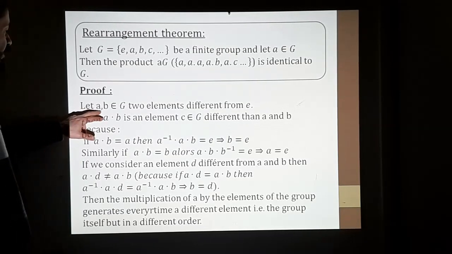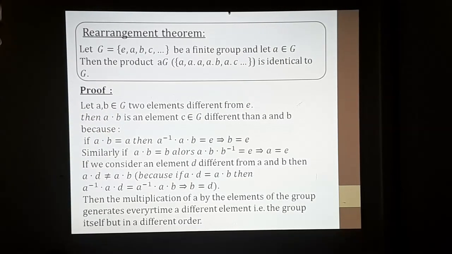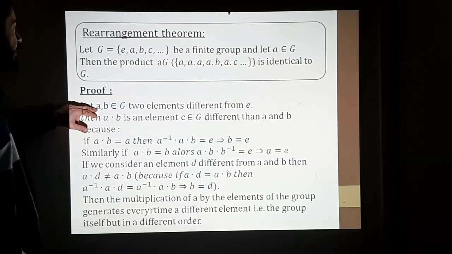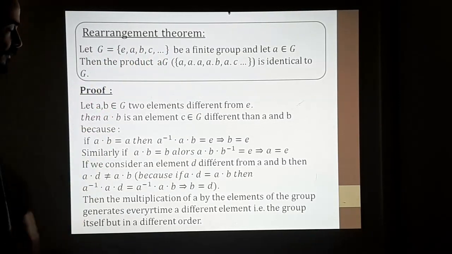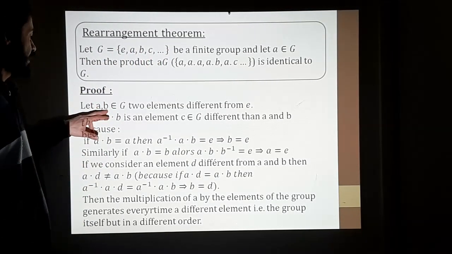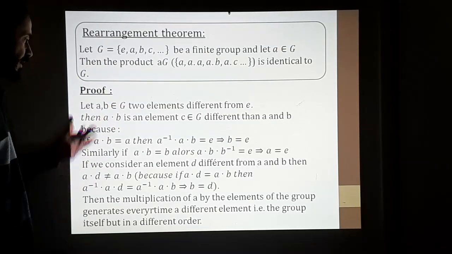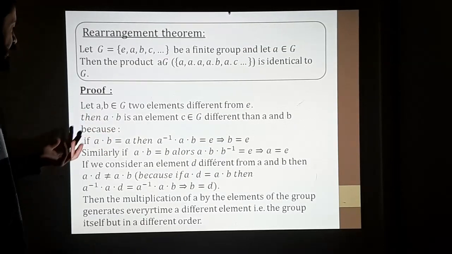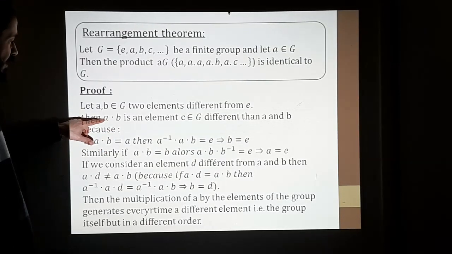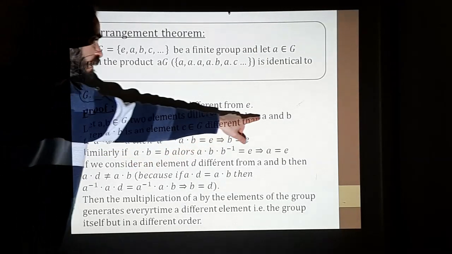So okay, let's consider two elements A and B belonging to G that are different from the identity, because if A is equal to the identity, then E multiplied by G is the group itself. This is evident. And if B is equal to the identity, then A multiplied by E is A. So if I take A multiplied by B, it is an element C that is different from A and B.